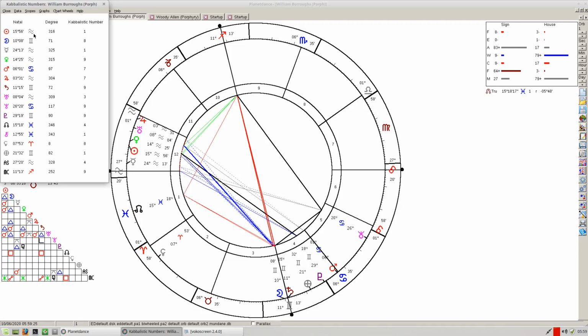The Kabbalistic number is derived through the process of finding the digital root of 316, which is by Pappus's method of theosophic reduction, just the process of adding the individual integers of the degree. So 3 plus 1 plus 6 equals 10, and 1 plus 0 equals 1. So the Sun is in a degree associated with the number 1 in this system.